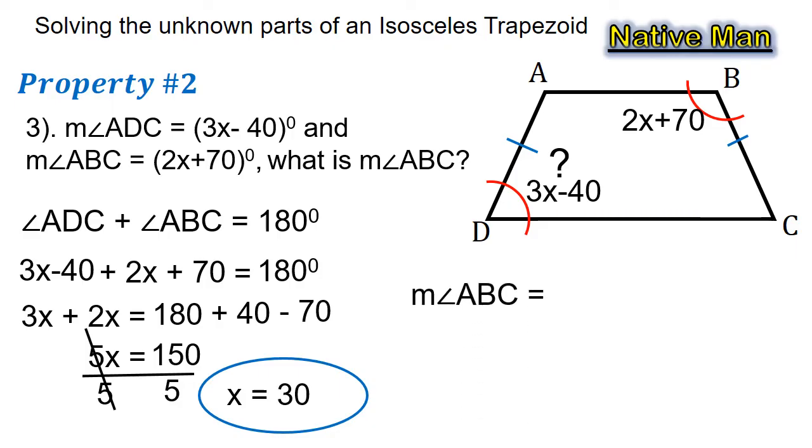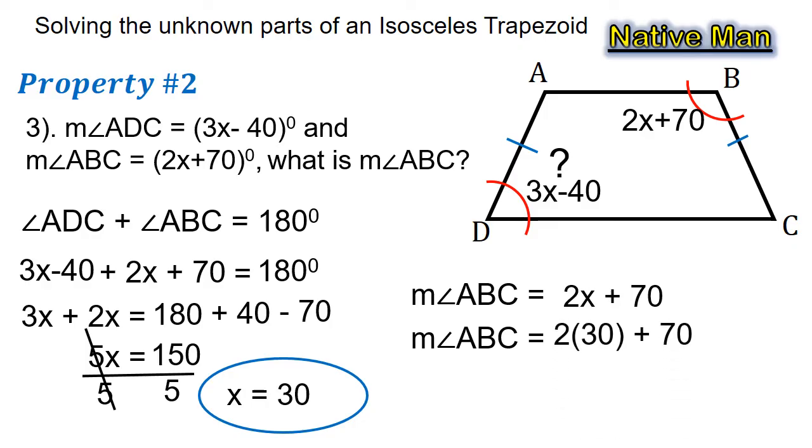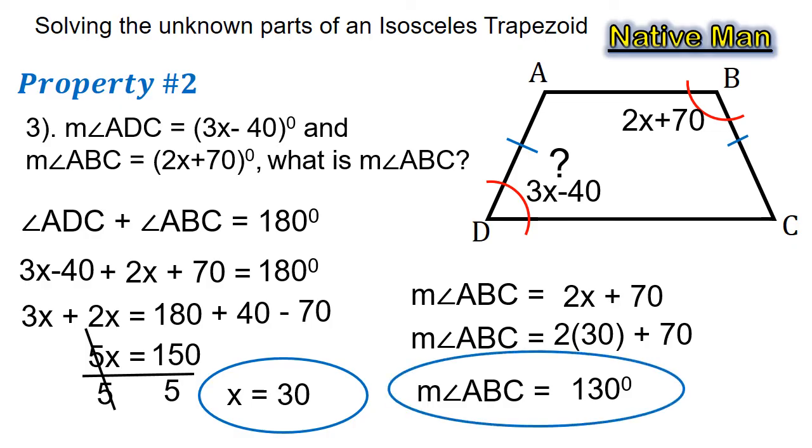Masosolve na po natin yung measurement ng angle ABC. So, ano po ba yung angle ABC? That is equal to 2x plus 70. Substitute lang po natin yung value ng x. So, 2 times x is 30, plus 70. What is 2 times 30? 2 times 30 is 60. So, 60 plus 70 is equal to 130. So, the measurement of angle ABC is equal to 130 degrees.